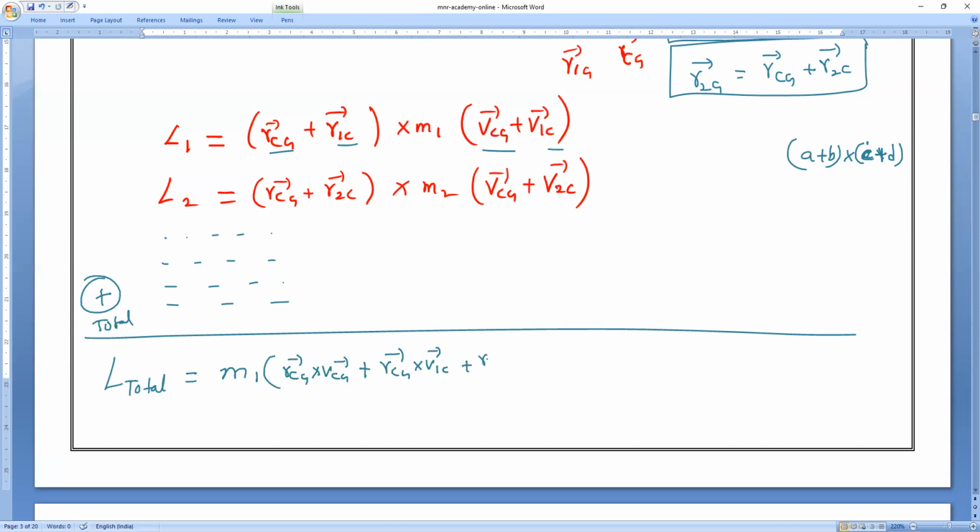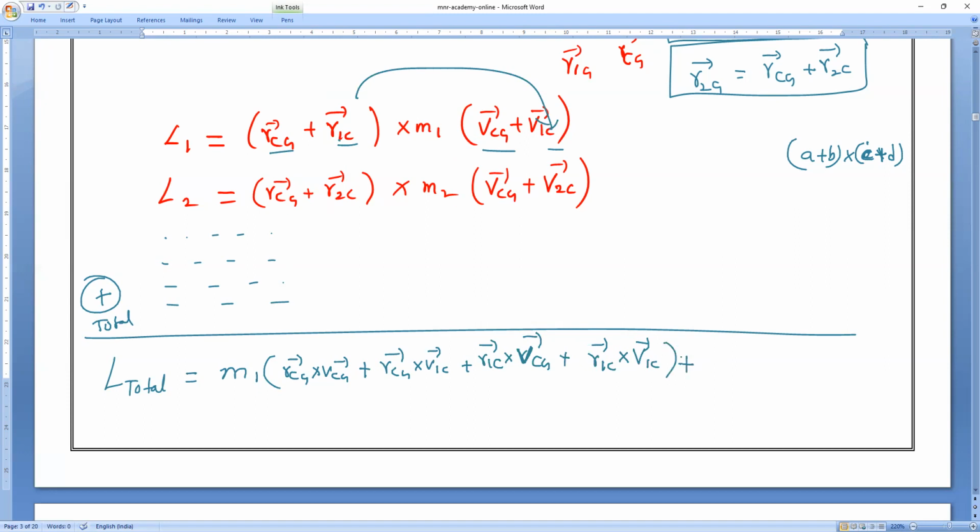Next, R1 with respect to center into VC with respect to ground, plus R1C with respect to center into V1 with respect to center. Will you all agree with me, guys? Am I right or wrong? Please respond. Yes, sir.